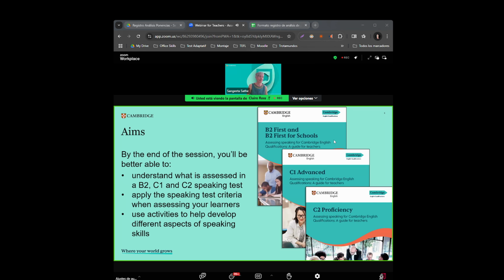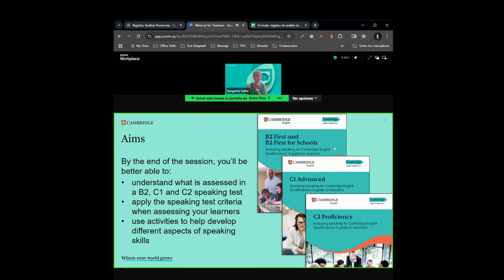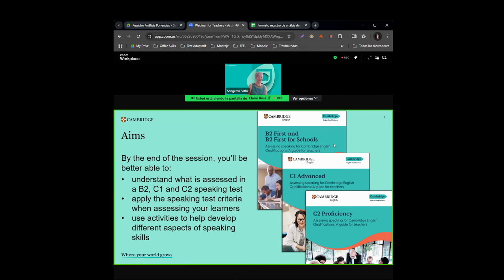Okay, there are guides for all the levels, so from A2 to C2. Today we're talking about B2, C1 and C2, but if you teach the other levels, have a look on the website, you'll find those too.